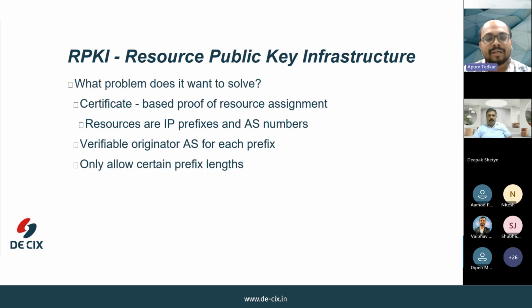So what problem are we trying to solve with RPKI? Traditionally, routing resources such as IP prefixes and AS numbers have relied on databases like WHOIS for verification. However, the accuracy of the WHOIS data has been questionable, with many entries being outdated or incorrect in the WHOIS database. RPKI aims to address the issue by introducing certificate-based proof of resource assignment. Using RPKI, resources like IP prefixes and AS numbers can be verified through cryptographically secure digital signatures.